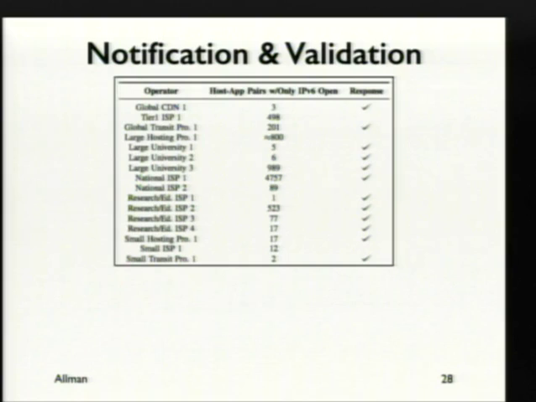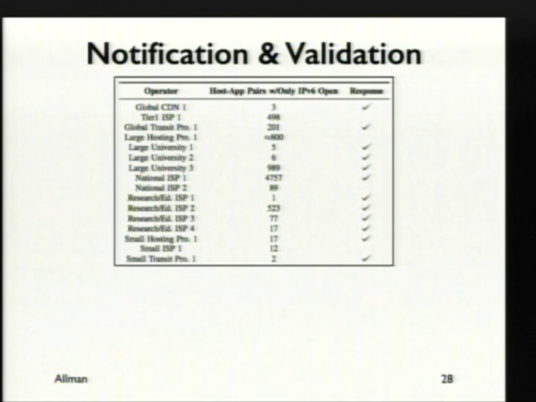So we put together some emails to 16 of our friends that we know at network operators, and different kinds of places, different sizes of ISPs, universities, whatever. And we told them, here's what we found out about your network. And we wanted to know sort of three things. And we know these people, right? So we figured they weren't going to get too pissed off at us.